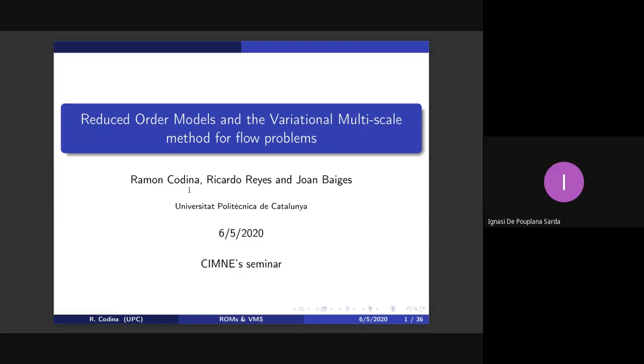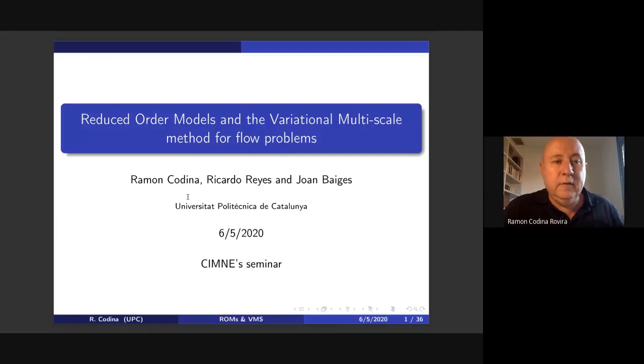Yeah. Okay, perfect. So the topic, as Ignacy said, of the presentation is about reduced order models and the link with the variational multiscale method for flow problems. This is a work that started long ago. In fact, it started with Joan Baiges and Professor Oñate maybe about 10 years ago. And what I will present here is essentially part of the work that Ricardo Reyes has been doing in his PhD thesis that was defended about a month ago.